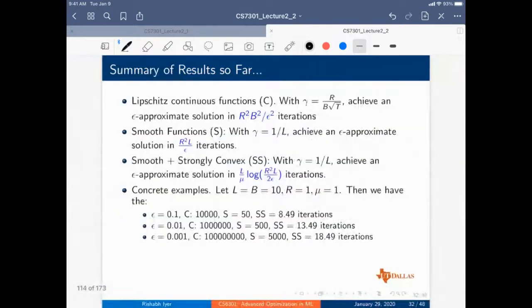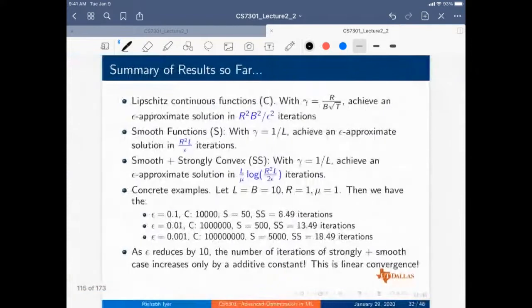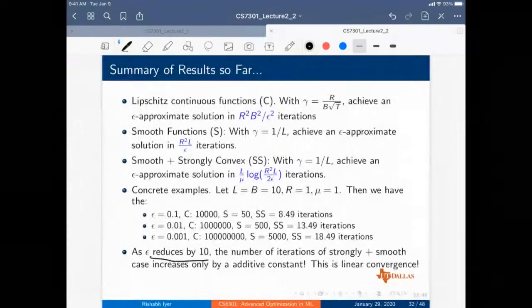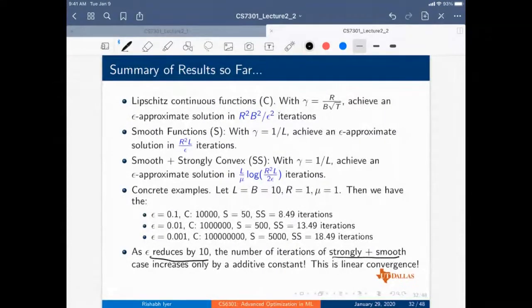Again I make epsilon smaller, reducing it by a factor of 10. This becomes even slower, and my smooth case becomes 5,000, but my strongly convex case becomes 18. So again, it increases by a constant of 5. As epsilon reduces by 10, the number of iterations in the strongly convex plus smooth case only increases by an additive constant. So that's why it's called linear convergence.